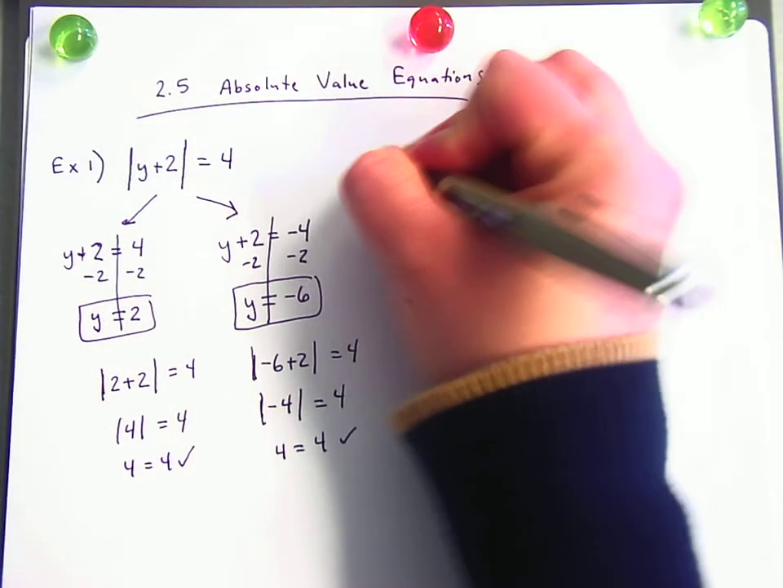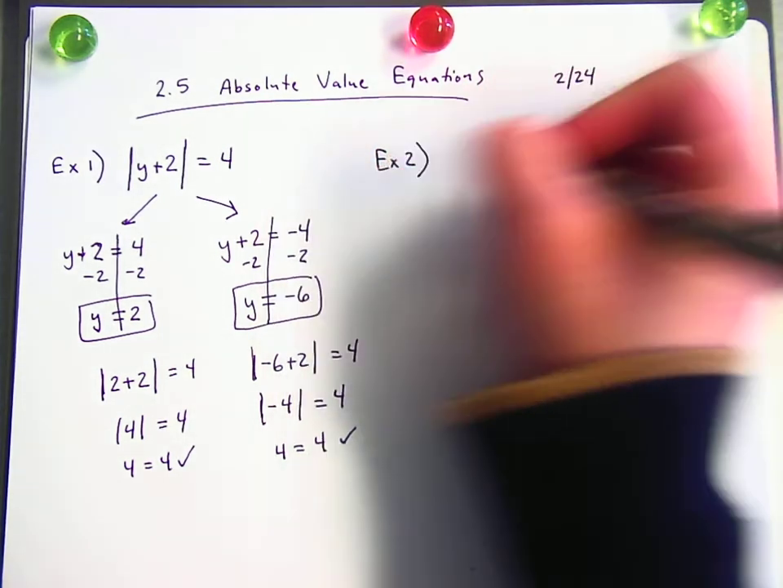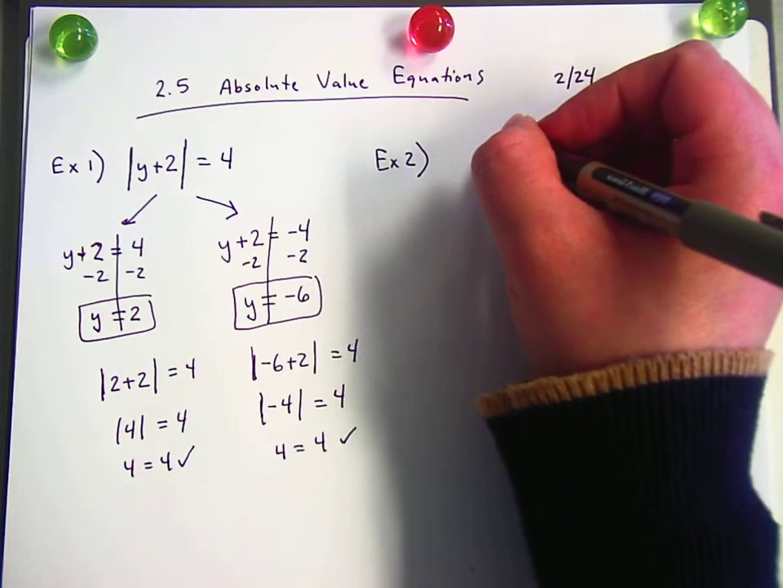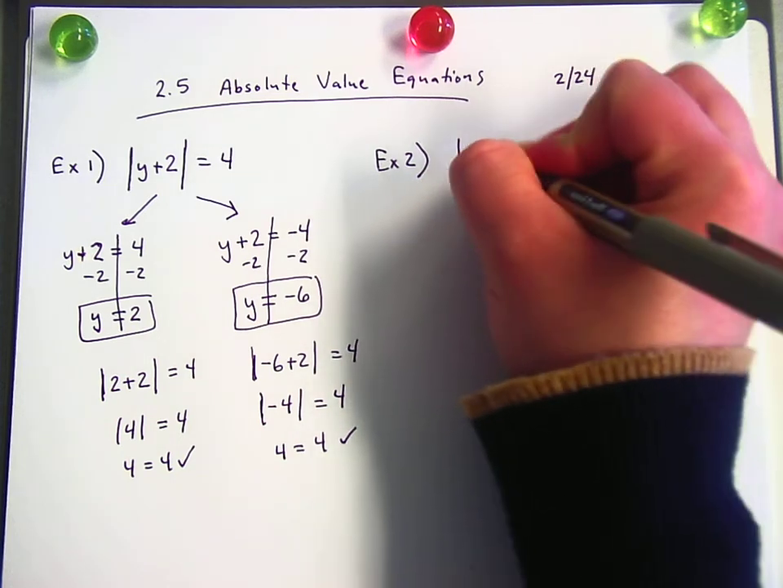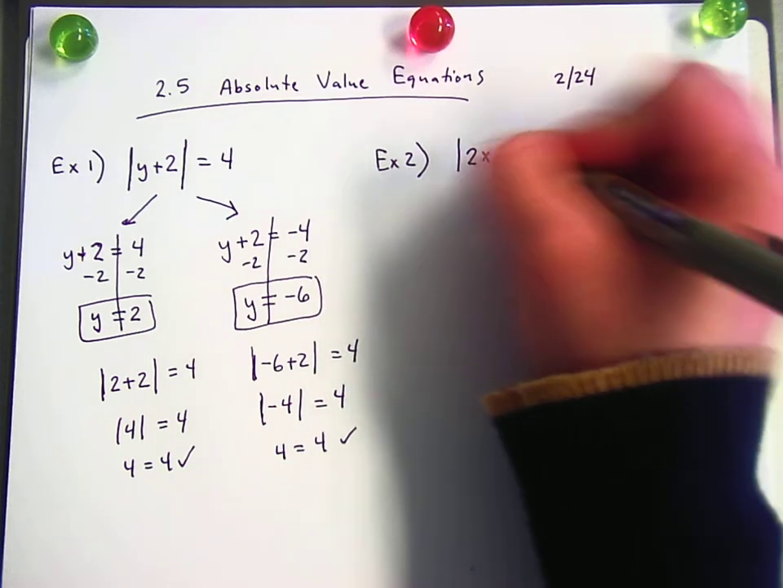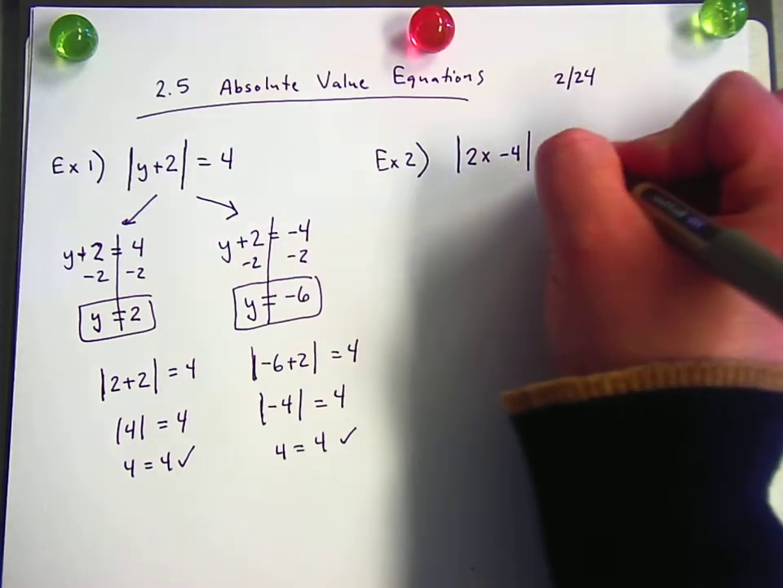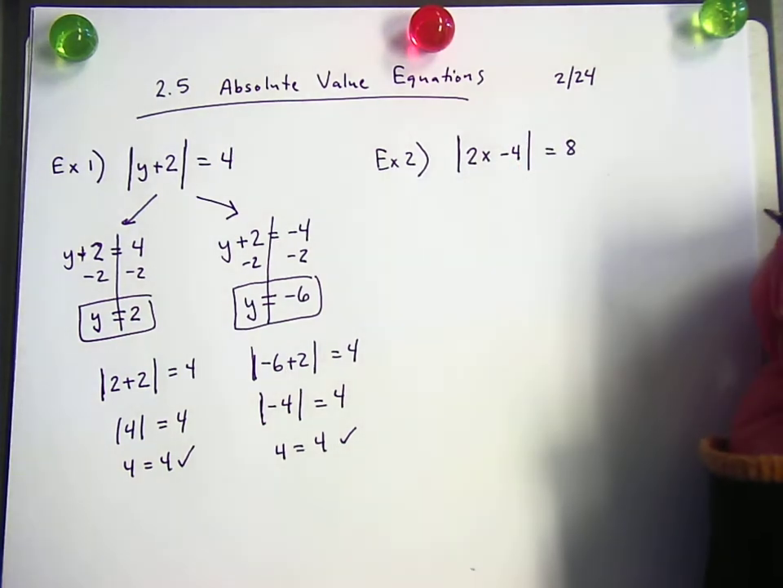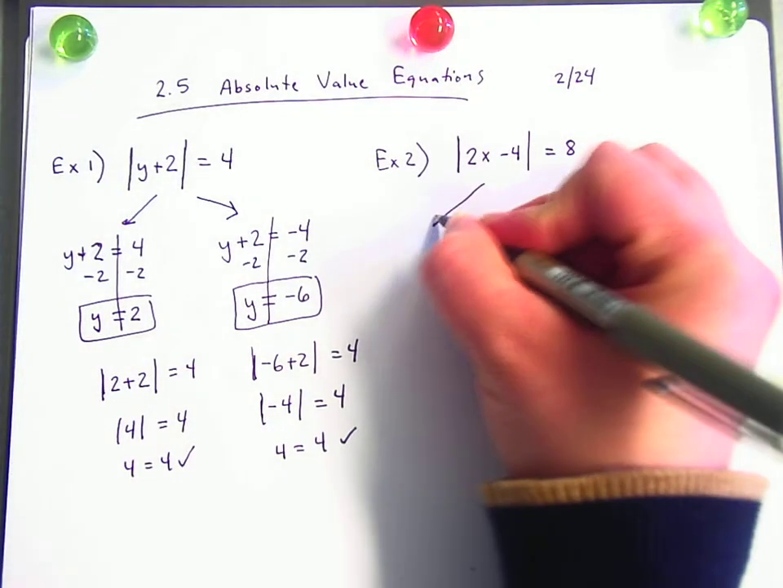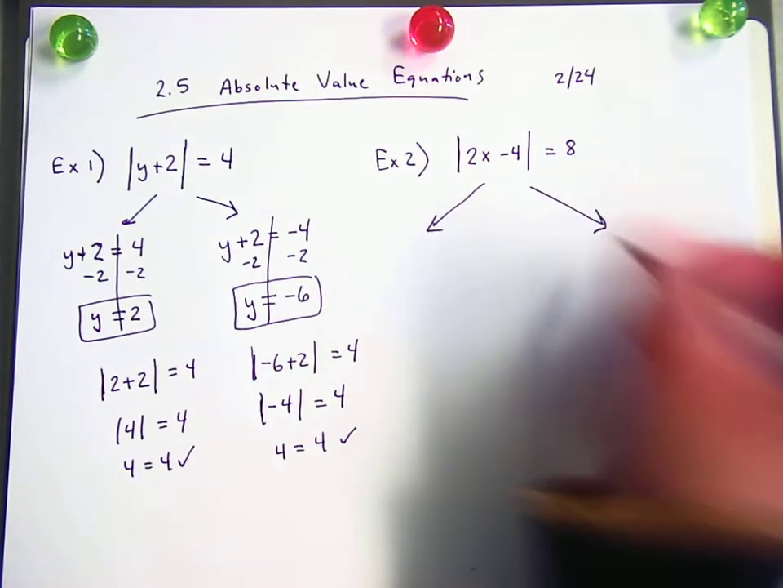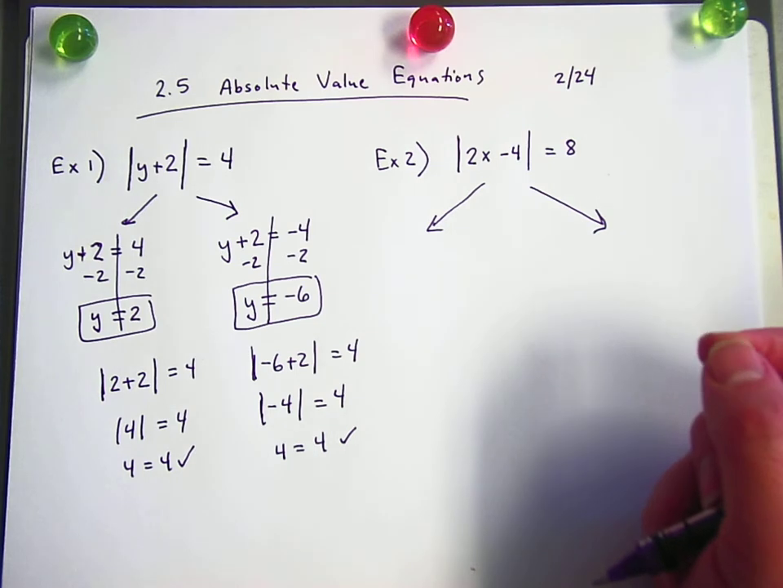All right, so let's try a second problem. Absolute value of 2x minus 4, absolute value equals 8. Okay, so go ahead and pause the video right now and try it yourself. Remember to split it into two equations. I'll wait. Psych, I'm not going to wait because you can pause the video. So pause it if you haven't already.